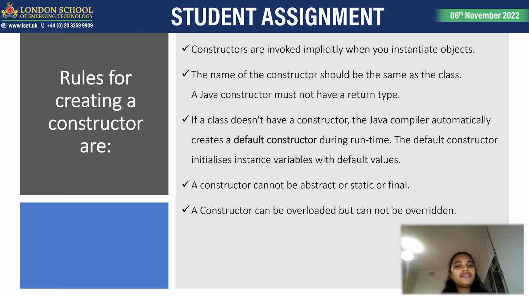Next, what are the rules for creating a constructor? There are certain rules for creating constructors. Constructors are invoked implicitly when you instantiate objects, which is nothing but when we are creating an object of the class, at that time the constructor will be invoked. The name of the constructor should be the same as the class name, and the Java constructor must not have any return types. If the class does not have any constructor, the Java compiler automatically will create a default constructor during runtime.